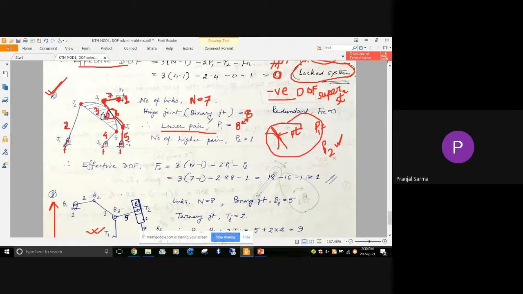Had there been a quaternary joint, suppose let's consider the situation is something like 7 binary joints and one quaternary joint. In that particular system, 7 binary and one quaternary, what will be the value of P1? Who can tell me?